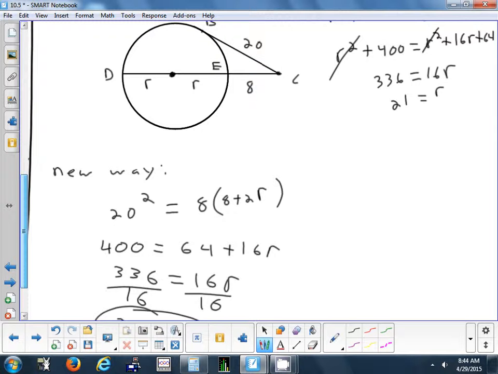When you take the MCAS or any other test like the SATs, they're usually not going to say you have to solve it a certain way. If you like the Pythagorean theorem, you think that's easier, do it the old way. If you think this external secant segment stuff is easier, do it the new way. Doesn't matter. You get the same answer either way.